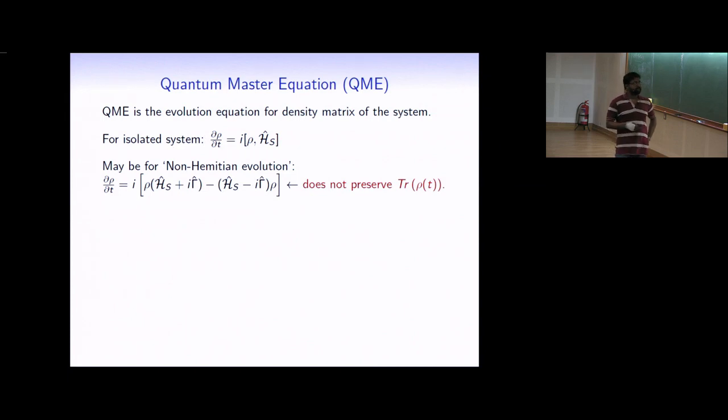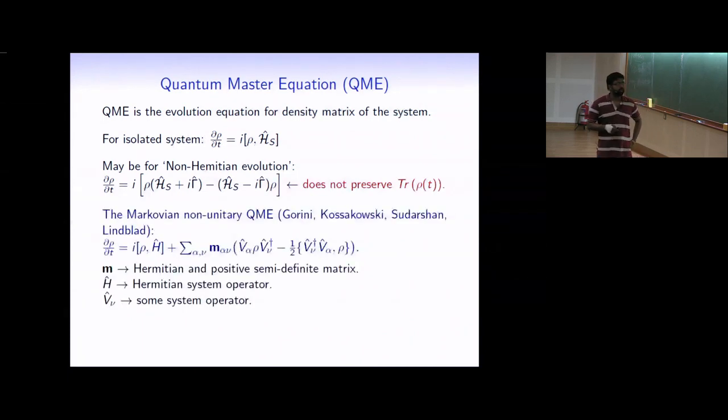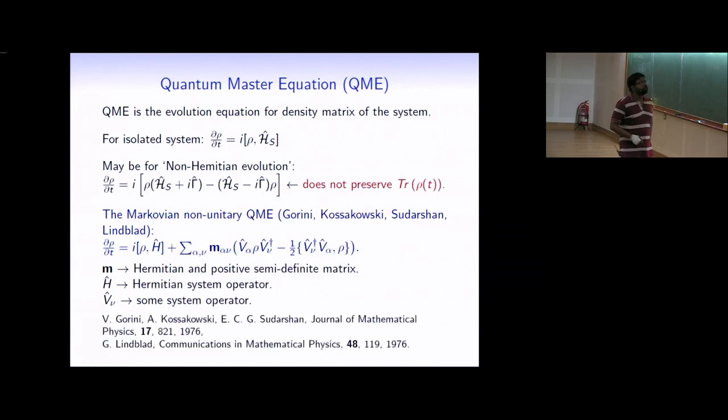Actually, Gorini, Kossakowski, Sudarshan, and Lindblad proved a theorem that if you have Markovian dynamics and you want to write down a non-unitary quantum master equation which preserves all properties of the density matrix, it has to be of this form. And this is not of this form. So it has to be of this form, where H is some Hermitian system operator which encodes the unitary part of it, and M is a Hermitian positive definite matrix, and V is some system operator. Okay, and here is the reference for this.